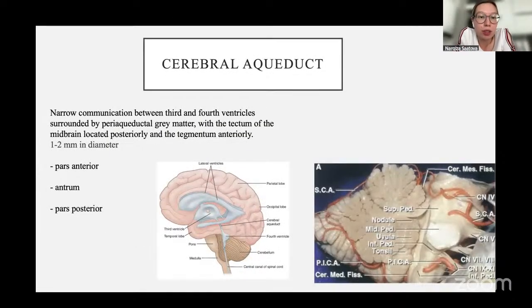Cerebral aqueduct. It's one of the narrowest neurosurgical anatomical structures in our brain. It is a narrow communication between the third and fourth ventricle, surrounded by the periaqueductal gray matter, with the tectum of the midbrain located posteriorly and the tegmentum anteriorly. Roughly, it's about 1-2 millimeters in diameter. It has pars anterior, antrum, and pars posterior.